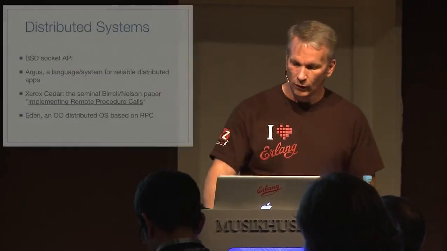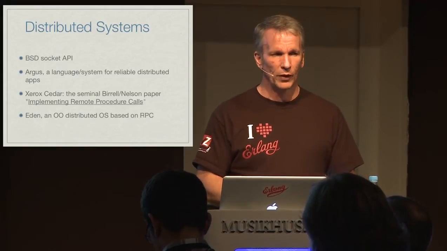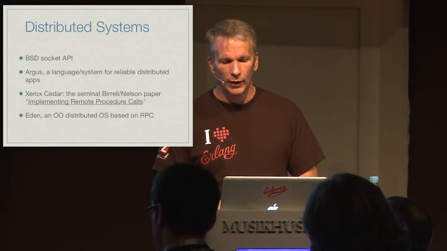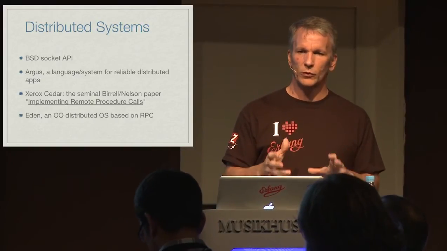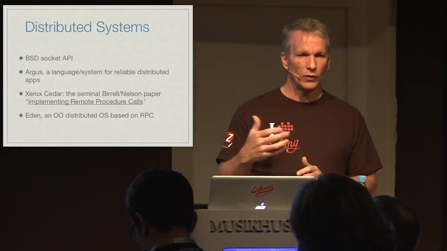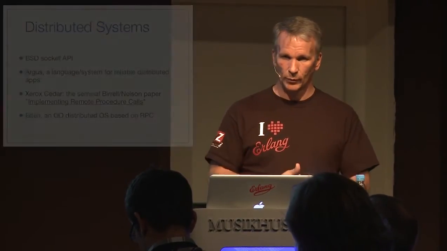So we got things like the Berkeley Sockets API. We still use it. It's very useful. There was a system called Argus that was developed at MIT by Barbara Liskov. And what Argus was focused on was reliable distributed computing. It used a lot of transactions over the network, and like I said, the goal was to build reliable applications. So that was an early research system.